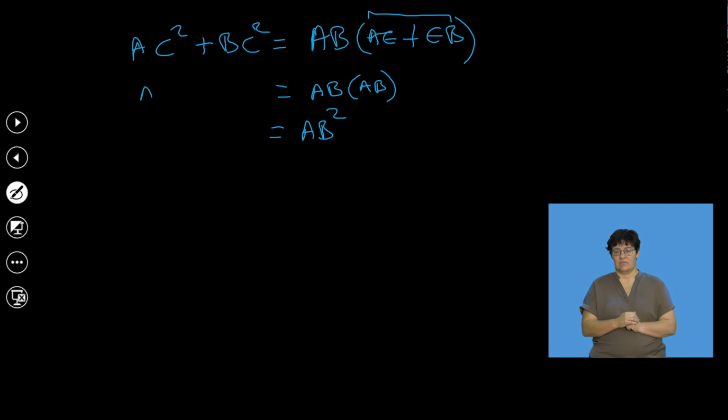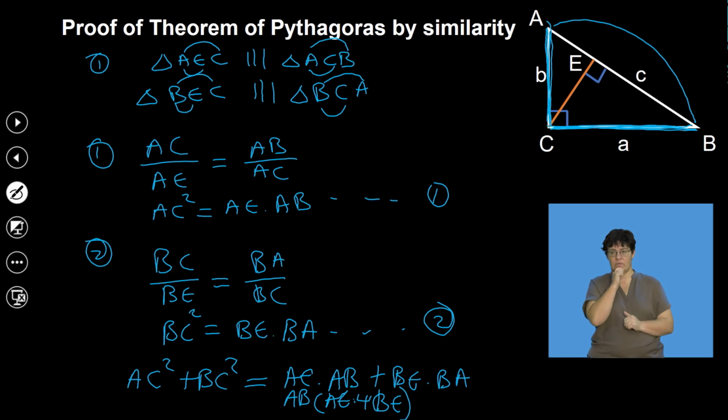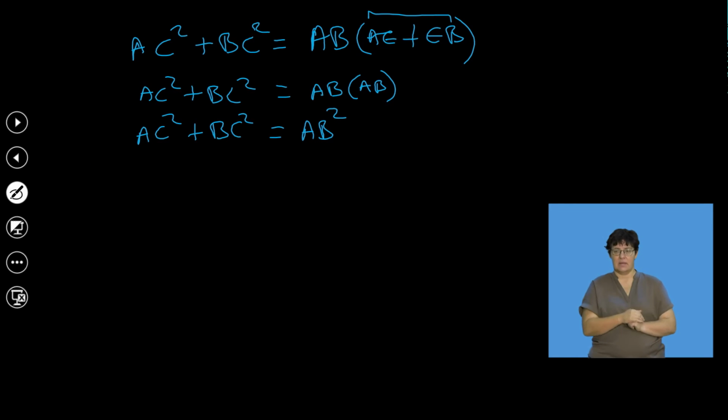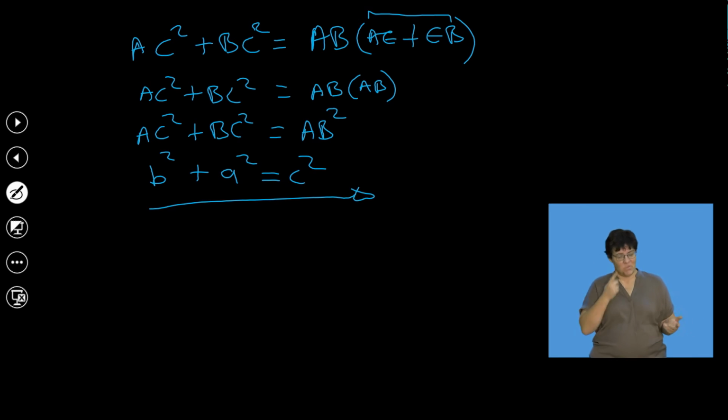So this will be AC squared plus BC squared. And then if we use the small letters, the small letter for AC is B, the small letter for CB is A. So this is B squared plus A squared, which will then be equals to C squared. And that's how you then prove your theorem of Pythagoras.